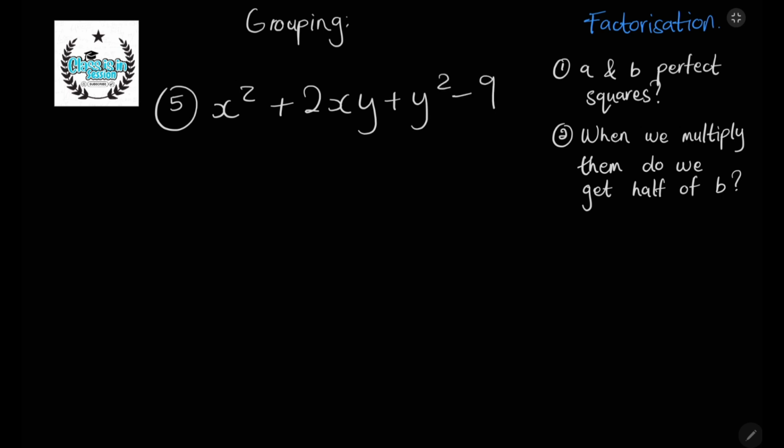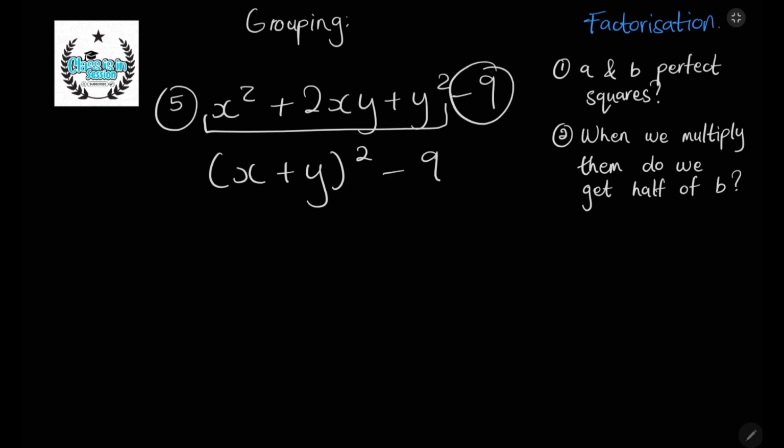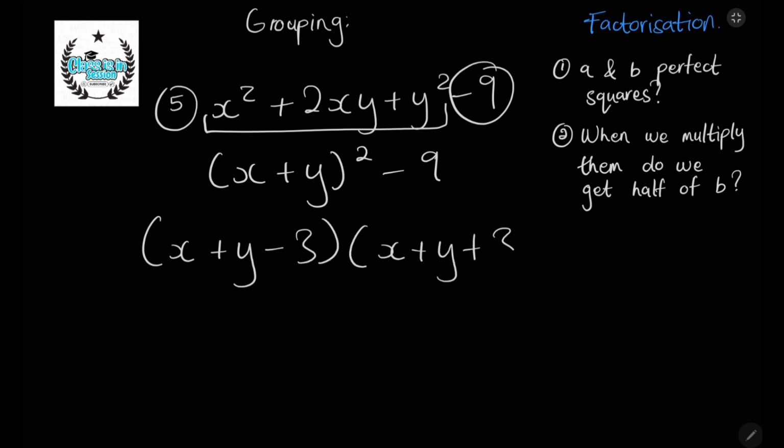To solve this, you have to realize that the first three terms form a perfect square trinomial. And if you know how to factor it, your answer should be x plus y squared. You factored the first three terms. Okay, you're left with the minus 9. So can you guys see that we now have a difference of two squares? Term 1 and term 2. And to factor this, we should get x plus y minus 3, x plus y plus 3.